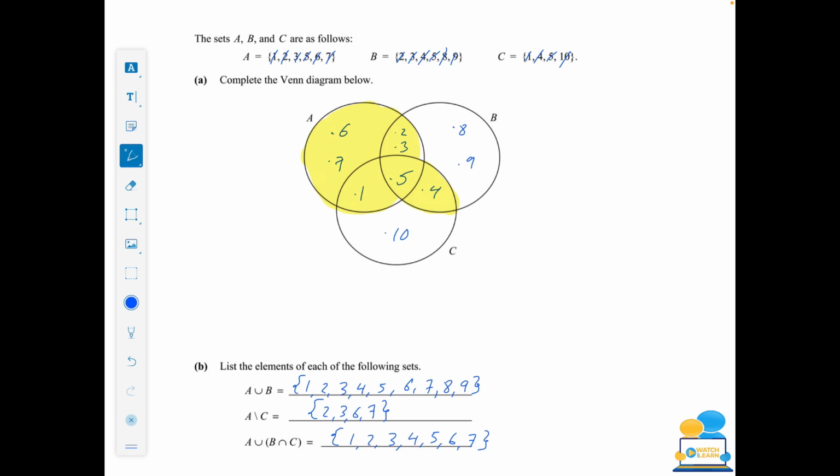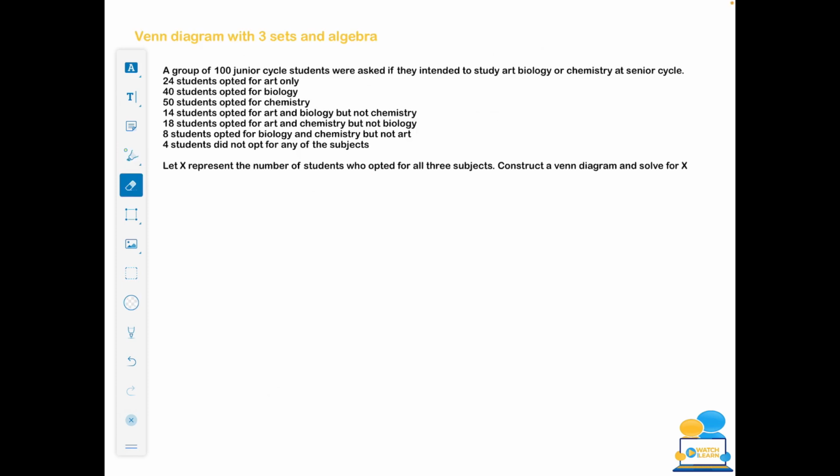So start with the intersections and then just read your questions carefully and know your symbols, and that question should be fine. Now we're coming on to what is probably the most challenging aspect of this topic.